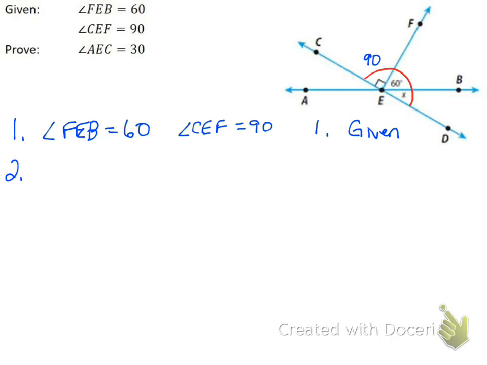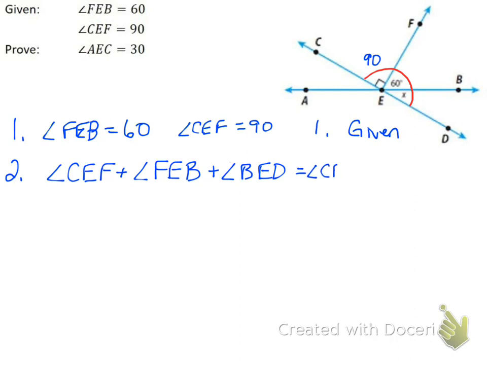So what I know is I can add all those things together and it's going to equal 180 because all three of those will add up to that straight angle. So I know that angle CEF plus angle FEB plus angle BED is going to be equal to angle CED. That's just saying that the parts are equal to the whole. Adding up each of these angles is going to be equal to the whole thing. So this is going to be angle addition postulate.